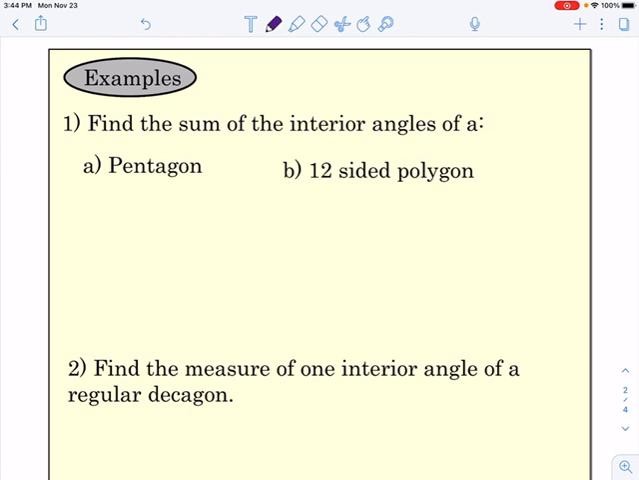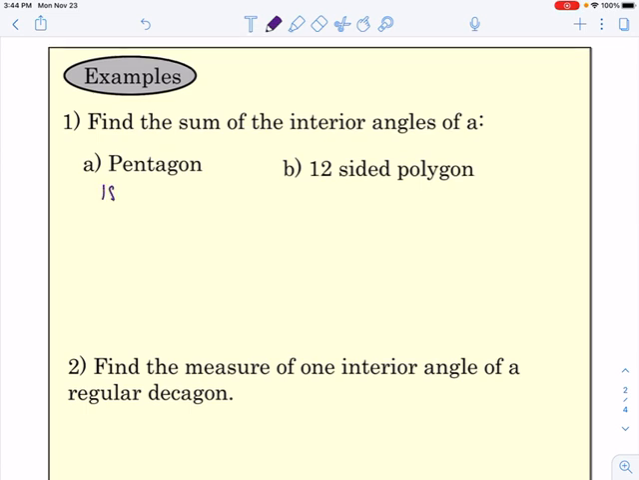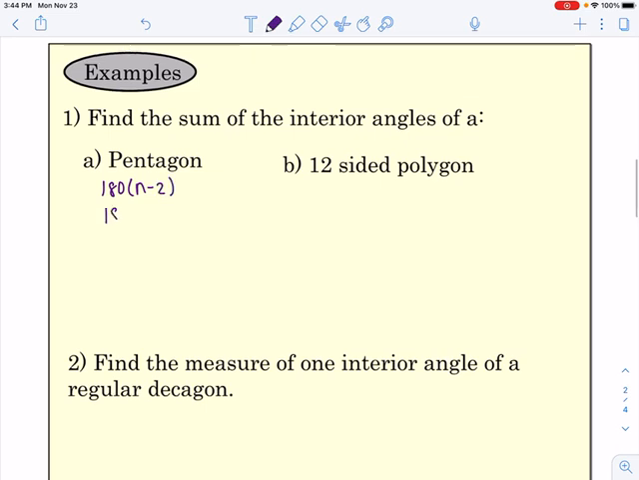So we want to find the sum of the interior angles of a pentagon. So again, the formula is 180 times n minus 2. Pentagon means 5, so that means that n is going to be 5. So you're going to have 180 times 5 minus 2, or that's the same thing as 180 times 3, which is 540. So if you take all the interior angles of a pentagon and add them together, it's going to add up to 540 degrees.